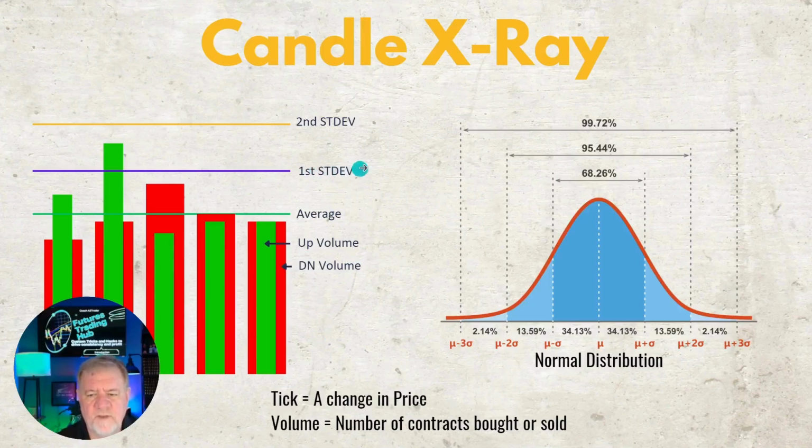This first standard deviation is 68.26%. So this line represents where 68.26% were below it, and the remainder was above it. Now, second standard deviation is 95.4, and that says that 95% of those 40 candles were below that, and 5% were above it. So that's what this measures.